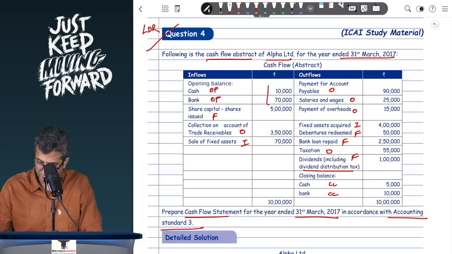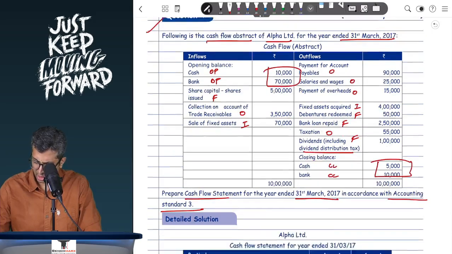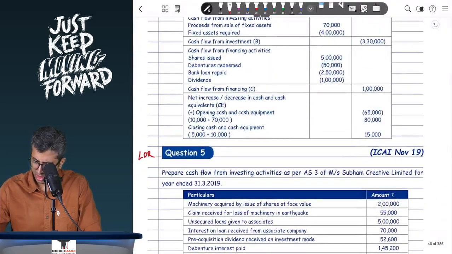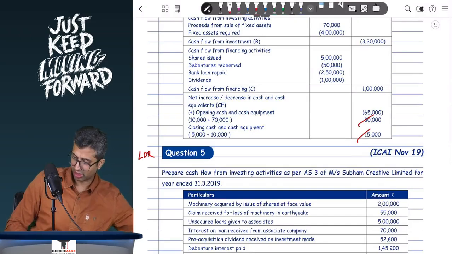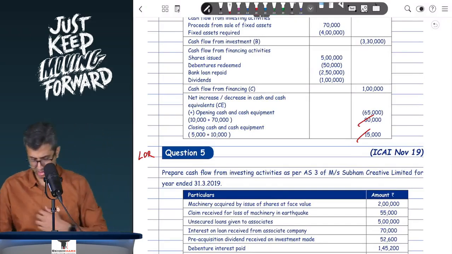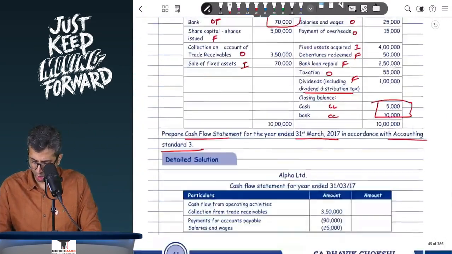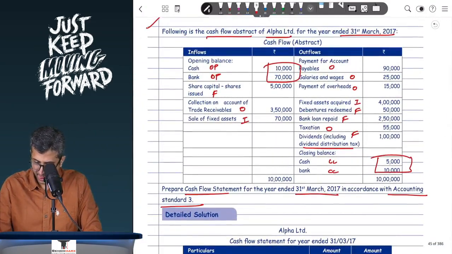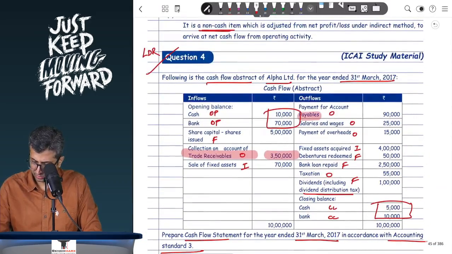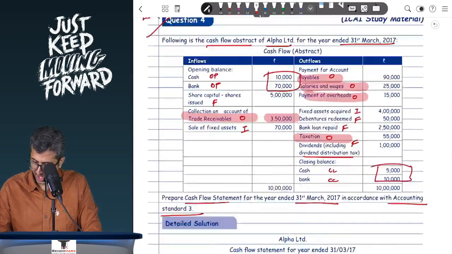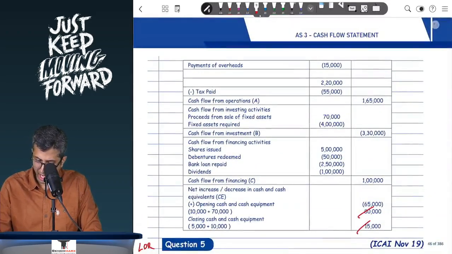Cash and cash equivalent, like you see, opening is around 80. Closing is around 15. So there's a 65,000 reduction. So there's opening of 80, closing at 15. So there's a 65,000 net change in cash and cash equivalent. Okay, how will you do all of this? Well, all of this, whatever is operating, inflow, so positive, outflow, negative, all of that you take and you get cash flow from operations.